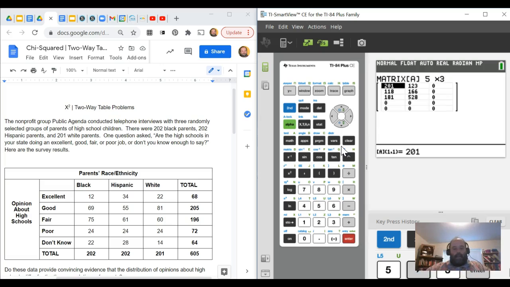Okay, so let's get that data in. I have 12, 34, 22, 69, 55, 55, 81, 75, 61, 60, 24, 24, 24, and then 22, 28, 14. So this is all I need. It's just the meat of the table. I leave off the total column and the total row. So I tell it rows, then columns, and put the table in.